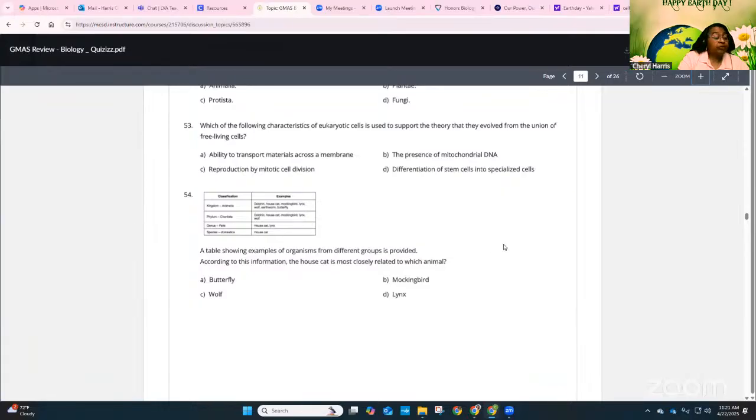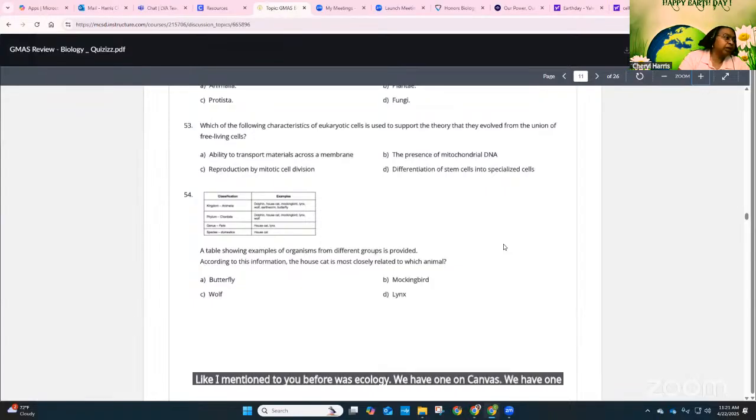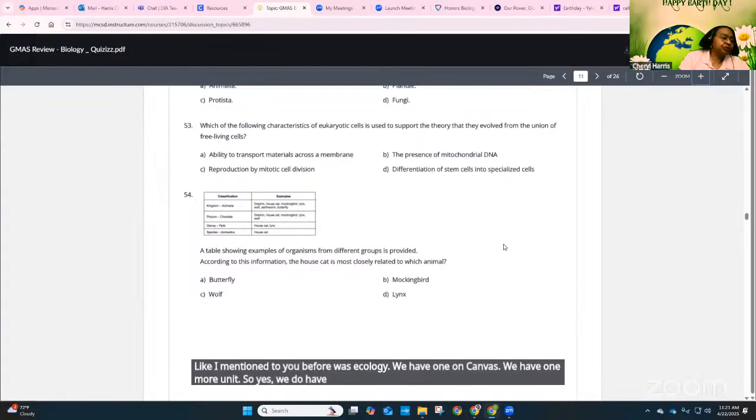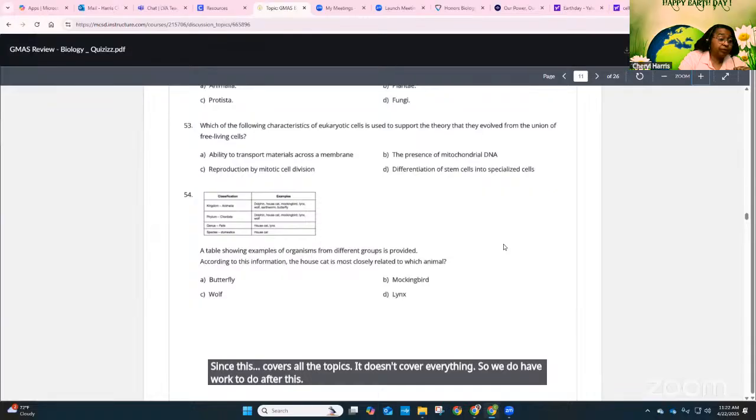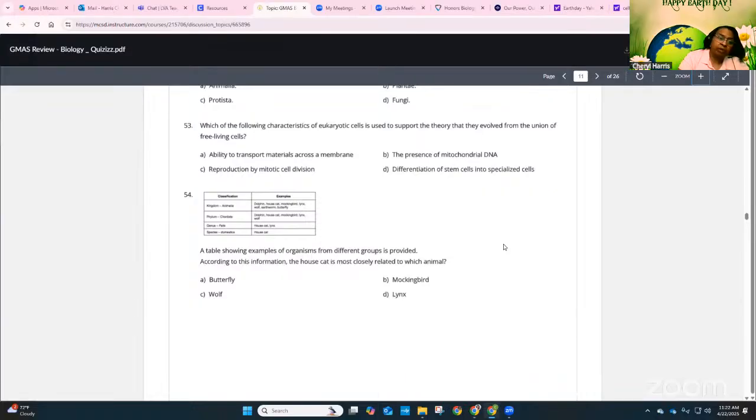Oh no, we didn't finish everything. So there was the unit that we did not cover, like I mentioned to you before, was ecology. We have one on Canvas, we have one more unit. So yes, we do have other things to do. Somebody asked, since this covers a lot of the topics, it doesn't cover everything. So we do have work to do after this. Okay, and it'll be unique. We won't be coming back to any of this.